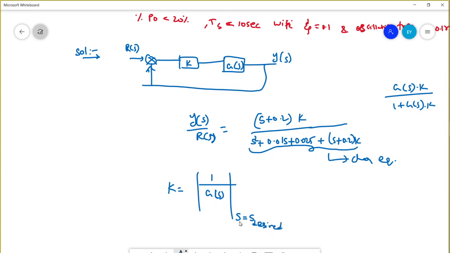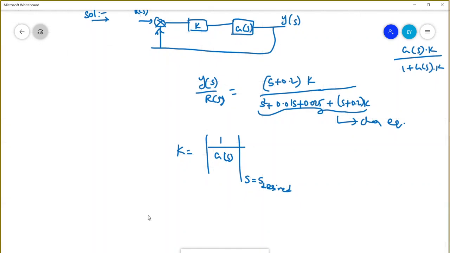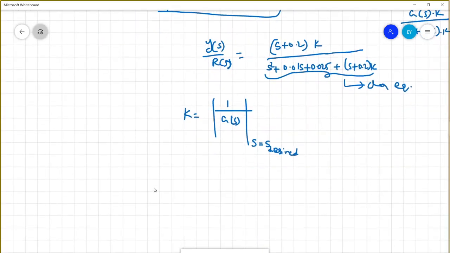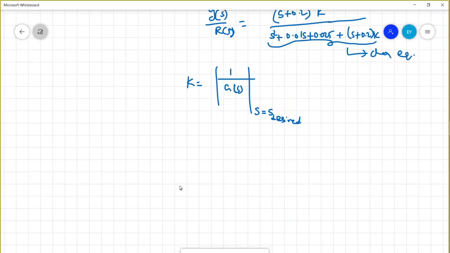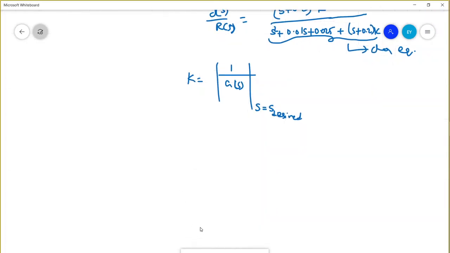So desired s means desired pole location actually. So how to get the desired pole location? Initially, draw a root locus for the given open loop transfer function. Actually, I explained how to draw a root locus in the second unit itself. So just follow that procedure, and if you draw the root locus, it will look this way.